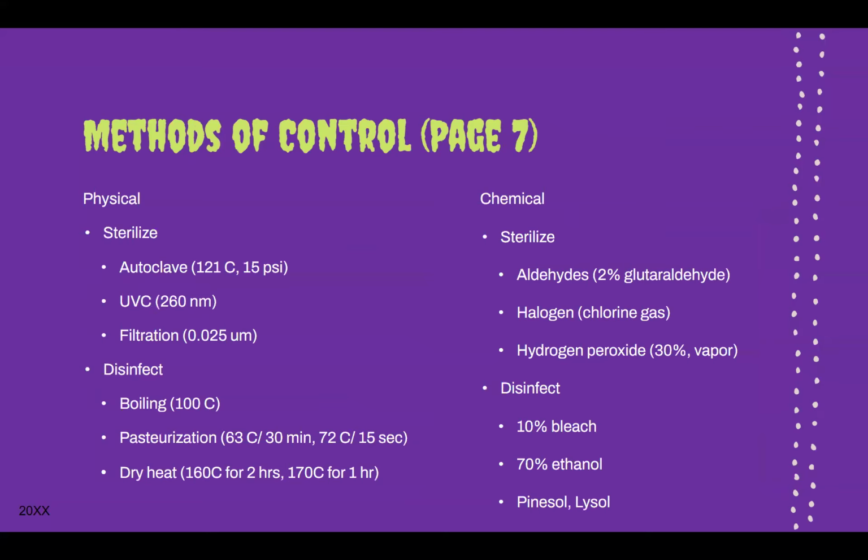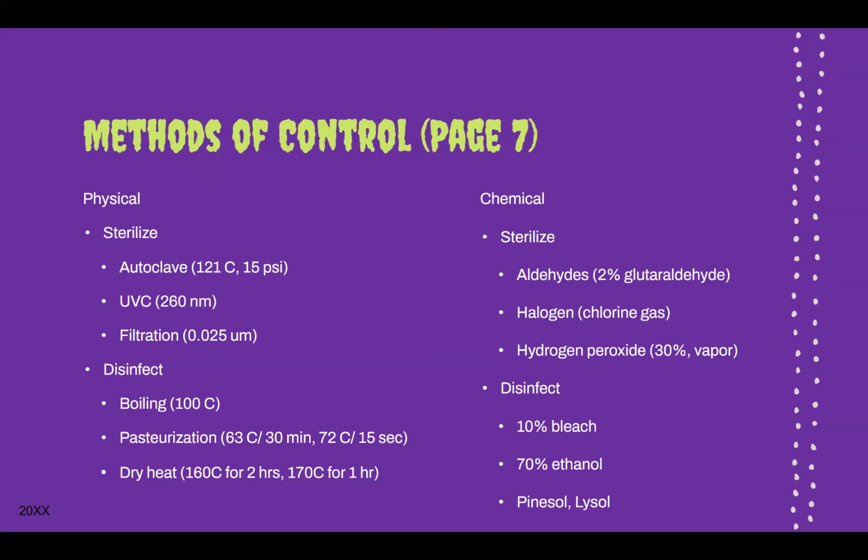Okay, so this is where we actually get to the major part of the exam. It's going to be all about methods of control and then antibiotics. So that's going to be page 7 and page 10 of your study guide. So I broke it down. I organized some of these methods of control by physical on the left and chemical on the right. You can see I organized it by things that sterilize.